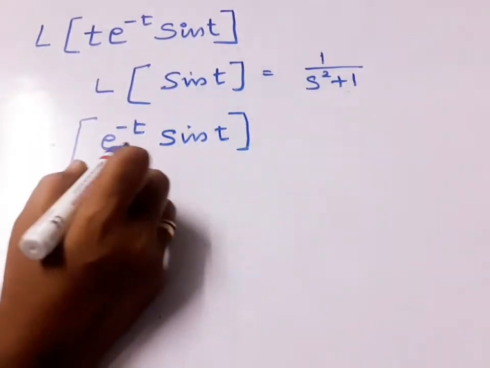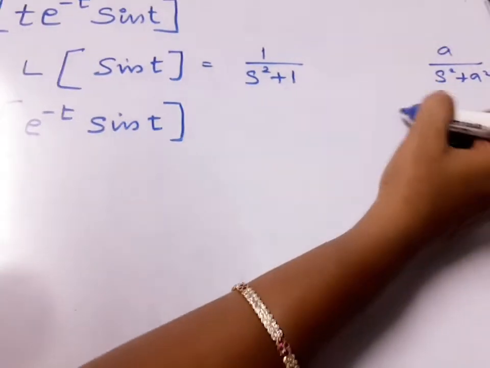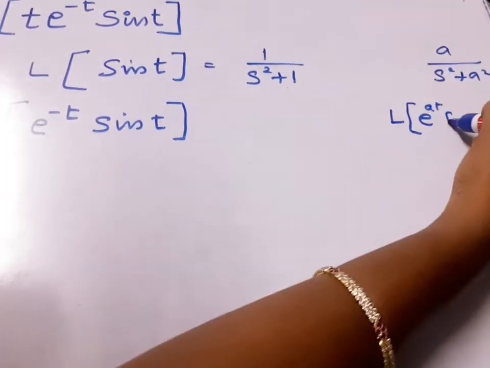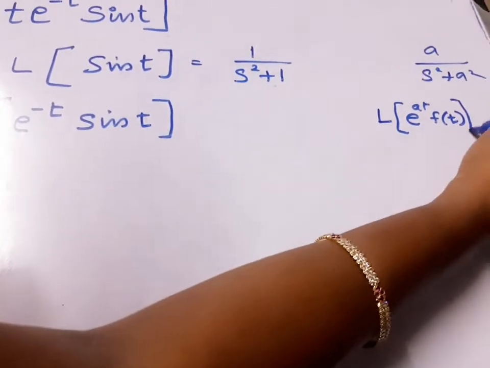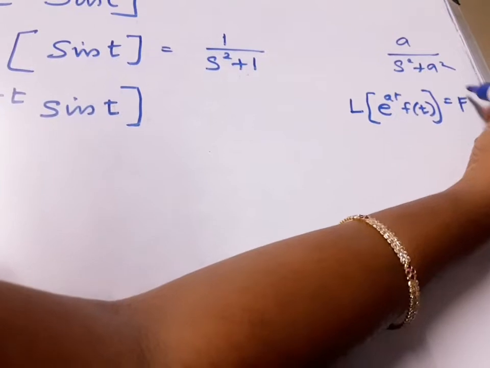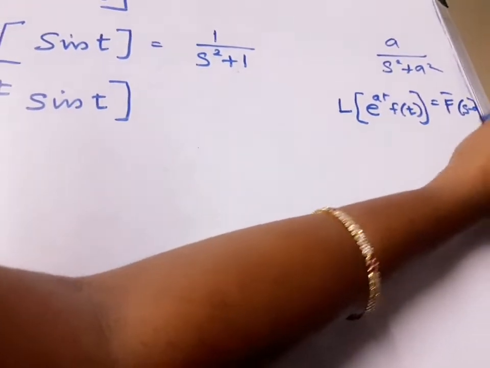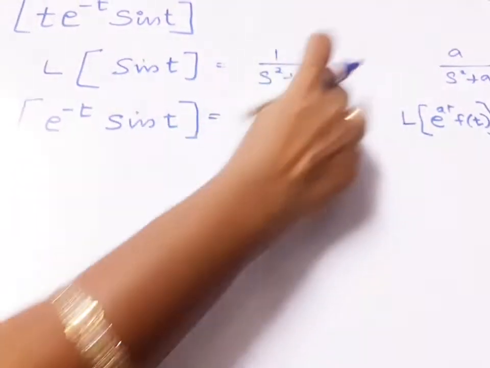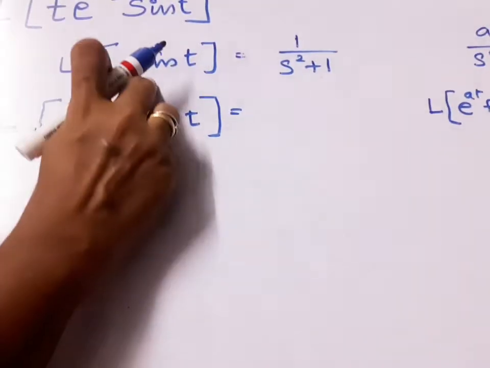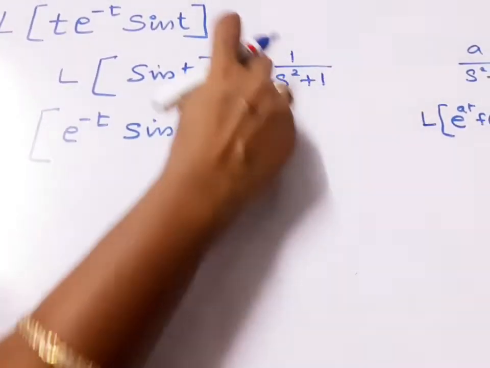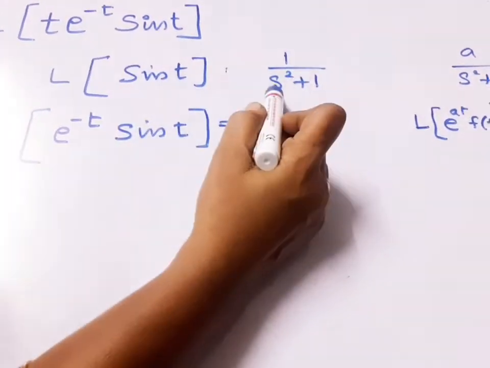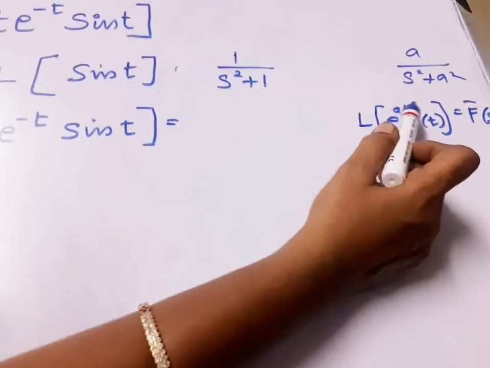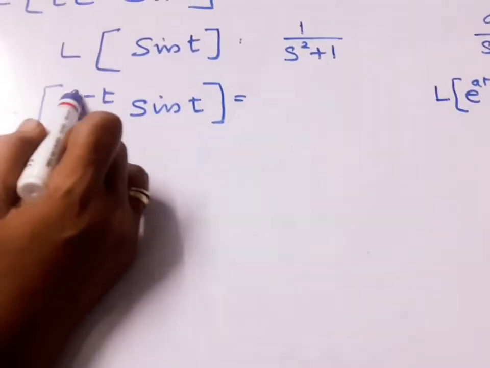So here I am using the shifting property. In the last class we discussed the Laplace transformation of e power at f of t as f bar of s minus a. So I am going to use this shifting property. That is, L of f of t is capital F of s. So in the place of s, we should replace s minus a whenever you have e power at. Here we have e power minus at.